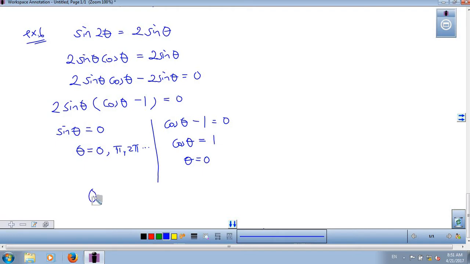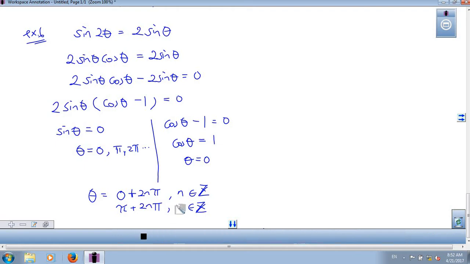But let's write the general solutions, because the period is 2 pi, so we would basically write 0 plus 2m pi, and pi plus 2m pi, and that's it. Those will cover all the solutions. Now m belongs to the set of all integers. I'm trying to write a boldface Z. It's not very easy. That's a boldface Z indicating the set of all integers. So m can be 0, 1, 2, 3, or 0, negative 1, negative 2, negative 3, and so forth. Those will cover all the solutions.